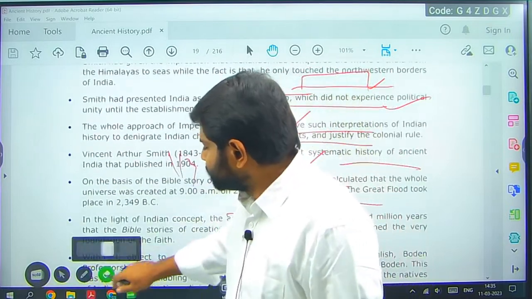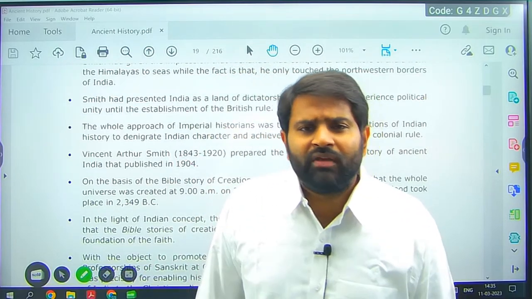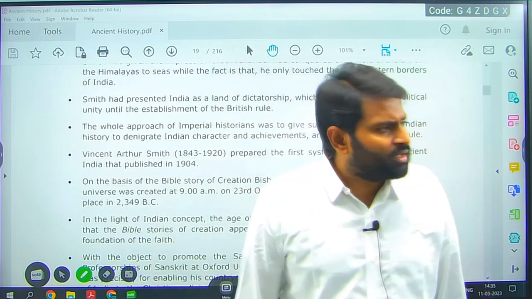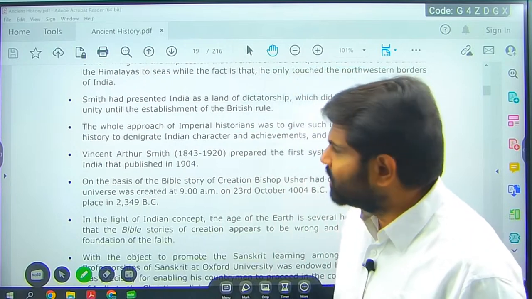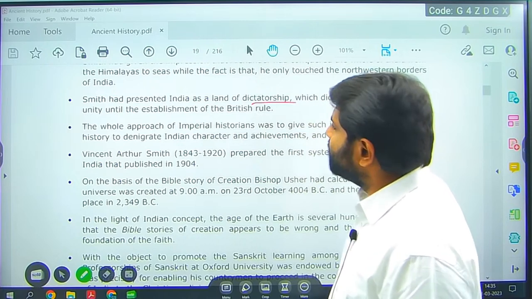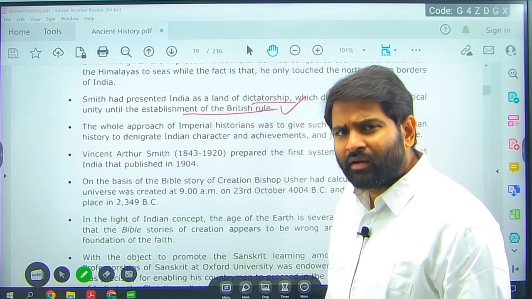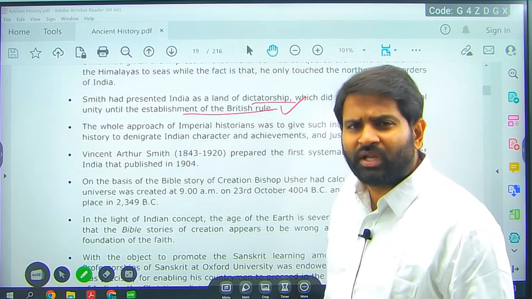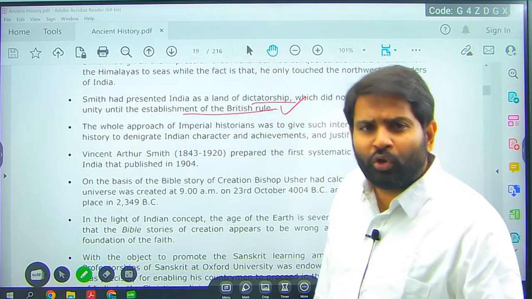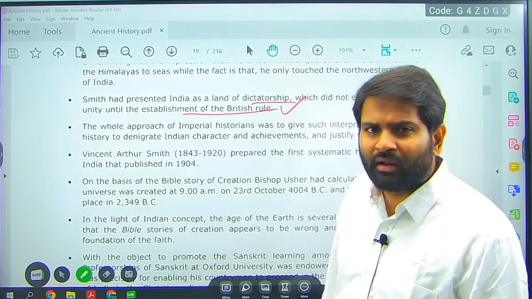V.S. Smith. So whatever you are trying to understand, you try to understand that these textbooks were of racial superiority and religious superiority. They were here to give a servant education. Smith had presented India as a land of dictatorship, which did not experience political unity until the establishment of British rule. But remember, Mauryan Empire, Pandyan Empire, Gupta Empire, these are very vast empires. To be frank, no European empire is bigger. No European empire can even be compared to the Mauryan Empire, right?